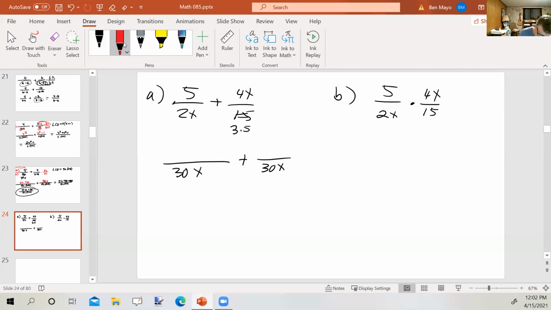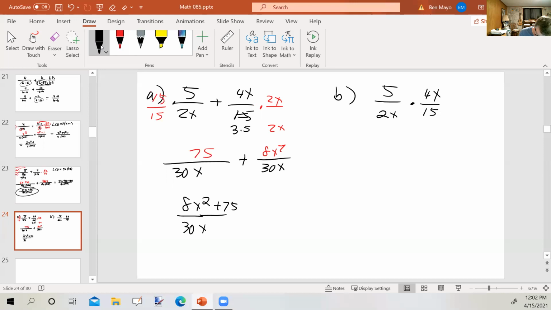So what do I need here? I need a 15 and a 15, so 75. And I need a 2x and a 2x, so 8x squared. So we end up with 8x squared over 30x plus 75 over 30x. Now, I can't factor 8x squared plus 75, so that's my final answer.